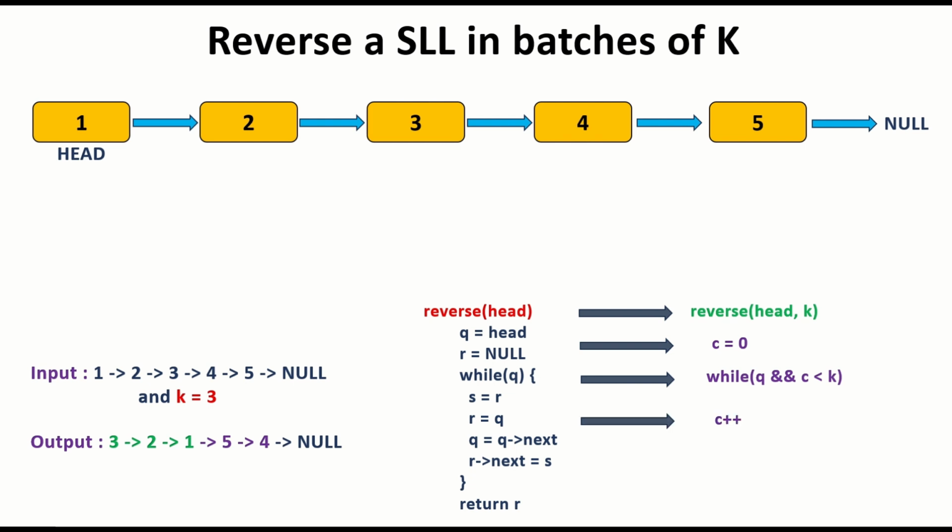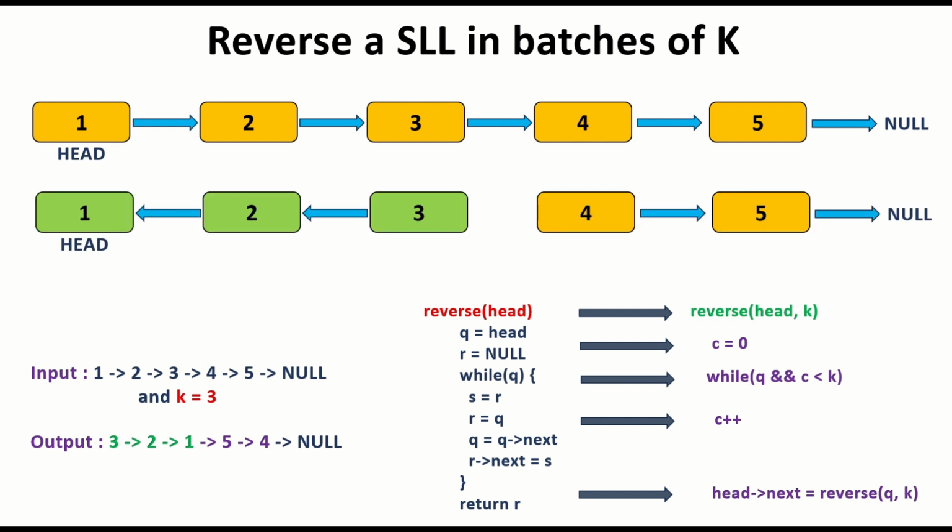Then inside the while loop, we have to increment this count, and this could be added anywhere within the while loop. At the end, before returning the head pointer, we have to write one more line. As you can see, head next equal to reverse of Q, k. Now this is a complex line that I've already added. Let's try to understand what this is. Now look at the new diagram very carefully. This is the time when we'll break out of the while loop for the very first time. It means when we have processed the first k nodes or the first 3 nodes, right?